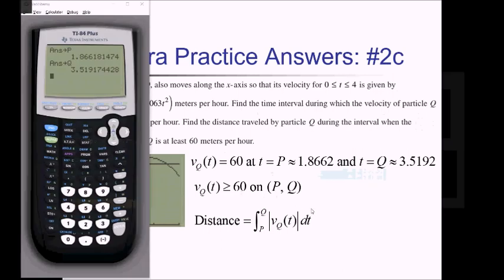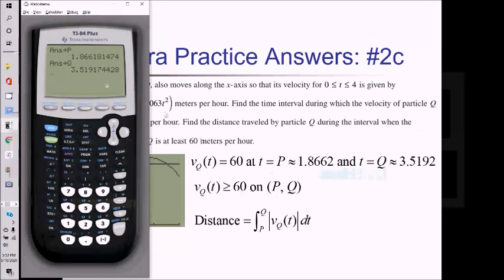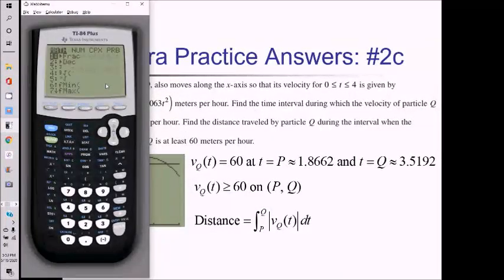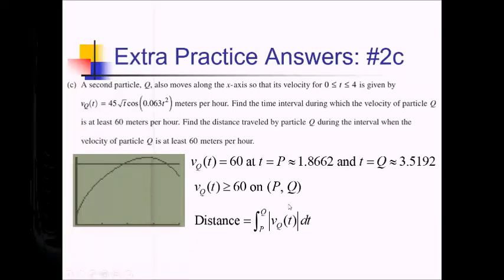So let me go back now to my calculator, and I'm going to do the integral, so math 9, from P to Q, so alpha P and then alpha Q. And let me do absolute value. There we go. And I stored that under Y1, so alpha trace Y1 dx. And let's see what we come up with. It says 106.109. And this is the distance traveled in meters.